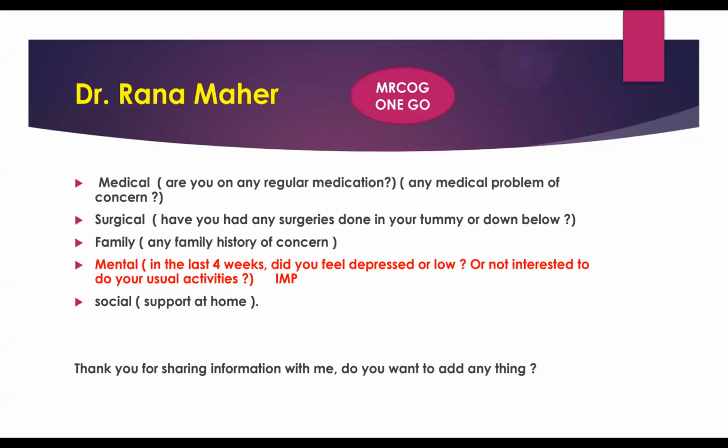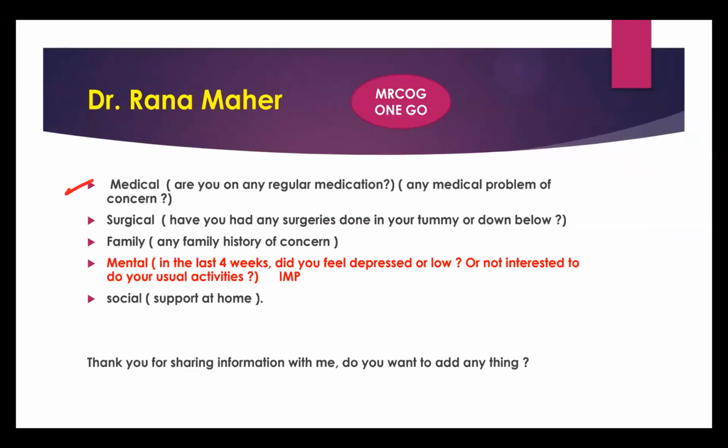Then what about the remaining part of the template? The medical, surgical, family, mental, social. So what questions are we going to ask and why? For the medical history, I'm going to ask this patient if she has any medical problem of concern, especially any liver disease. I will ask her if she's on any regular medications, because some medications will affect the liver. So I want to know if this patient has had any surgeries done in her tummy or down below before.